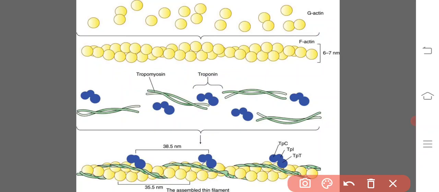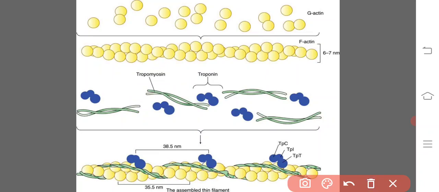On each actin molecule there is a myosin binding site where a myosin head can attach to the actin. Then if you come to the tropomyosin, the green colored one, tropomyosin is a long thread-like helical protein molecule that lies on the actin filament, masking the myosin binding sites of the actin. This thread-like structure covers the myosin binding site of the actin.